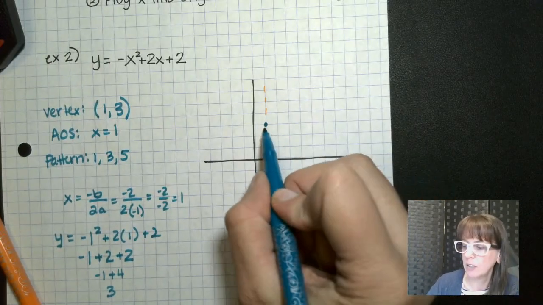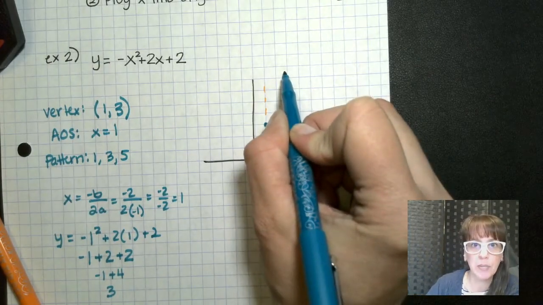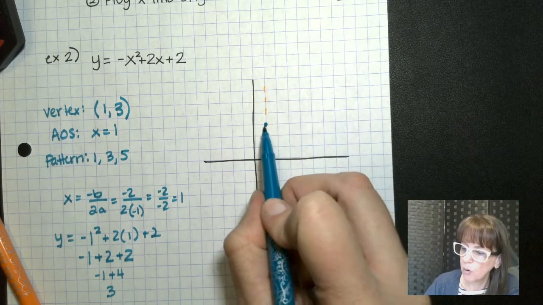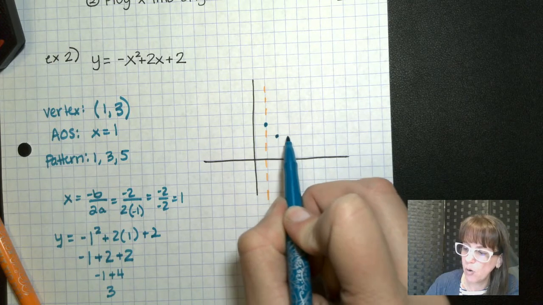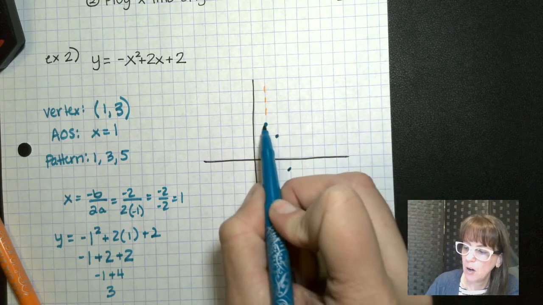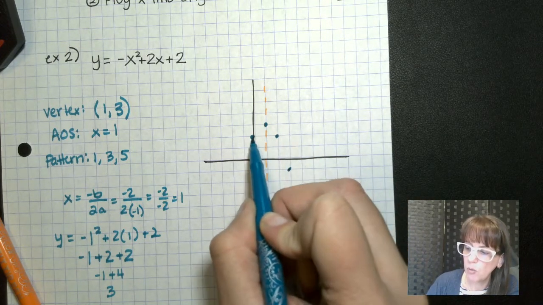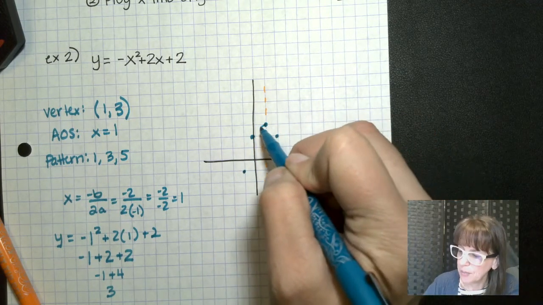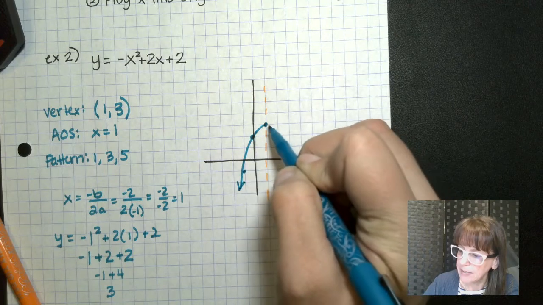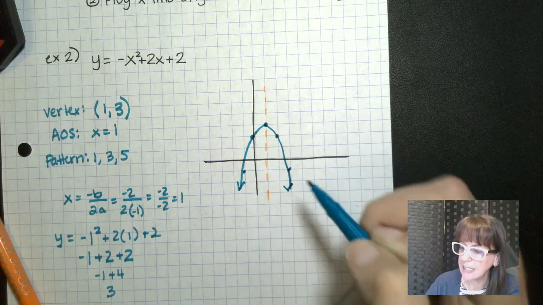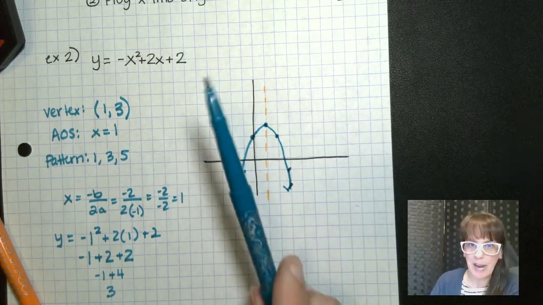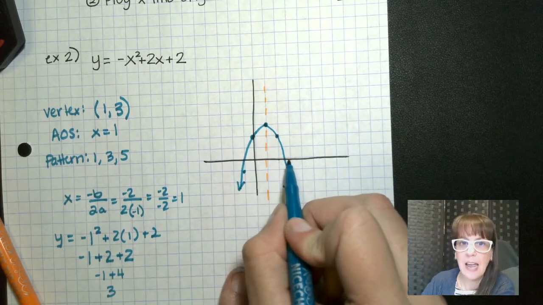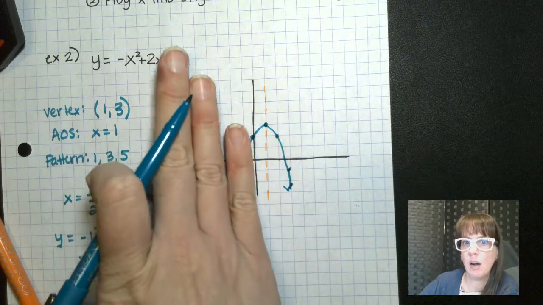So instead of going over 1, up 1, over 1, up 3, we're going to go over 1, down 1, over 1, down 3, just like that. So there is our parabola. Now again, if we didn't remember this pattern, once we have our vertex, we pick 2 x's, and then whatever we get for those, we just copy it onto the other side.